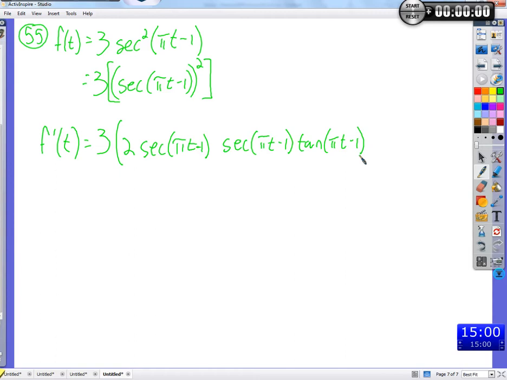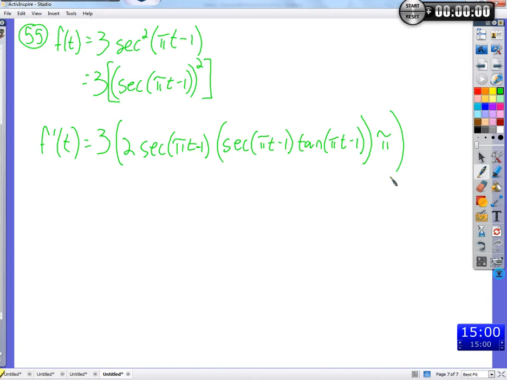Why is that? Oh, because we're treating it like a variable. The inside is just an inside function. So after that, we have to multiply by the derivative of the inside of the secant. The derivative of pi t minus 1 is just pi. And now we're fully done, there's nothing inside of that.